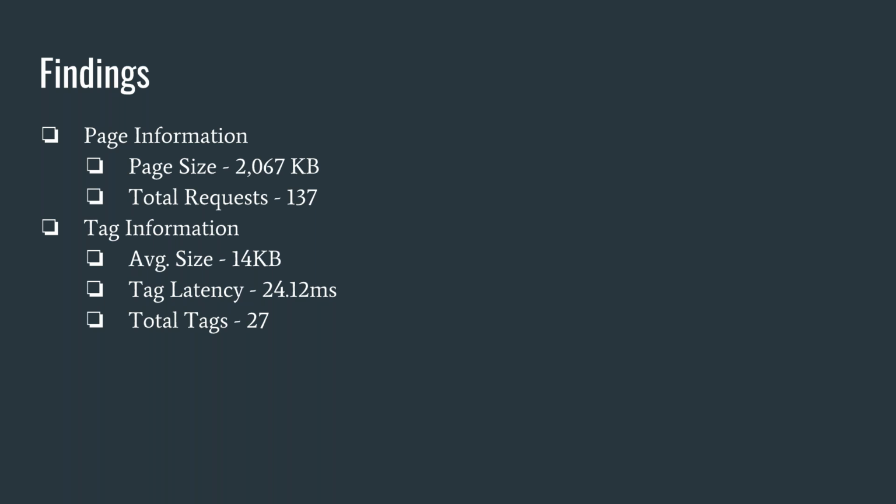Now, thinking about around 27 total tags with an average size of 14 kilobytes, some of those are making 2, 3, 4 requests, so around 50 requests. You're looking at 700 kilobytes being added to your page size solely due to the tags that are on there.